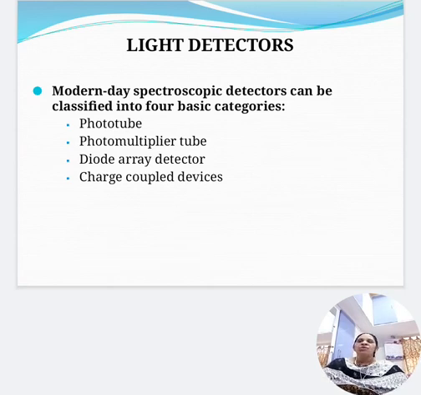As I told you, they are broadly classified into two types: photon detectors and thermal detectors. Photon detectors respond to the photons. Photons are nothing but packets of light energy. So these photon detectors respond to the photons. How are these photons detected?